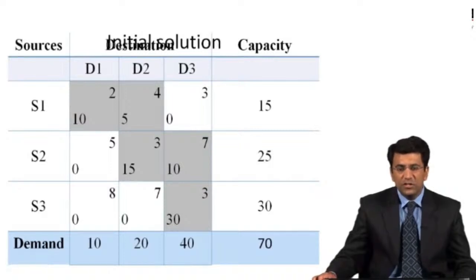Now how will we find out the initial cost? That is 10 multiplied by 2. 2 is the per unit cost. So if we supply 10 units, we will multiply 10 by 2, then again 5 multiplied by 4, 15 multiplied by 3, 10 multiplied by 7, 30 multiplied by 3, and we will add all of these costs, so we can have the total cost for this particular transportation plan.